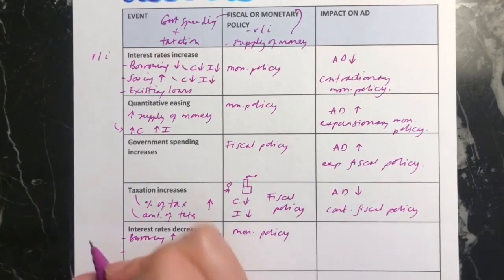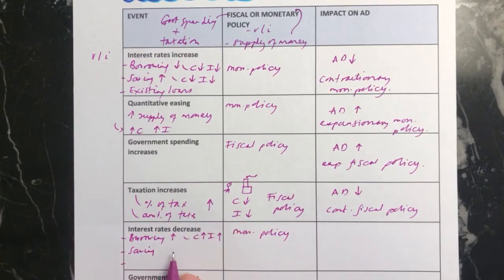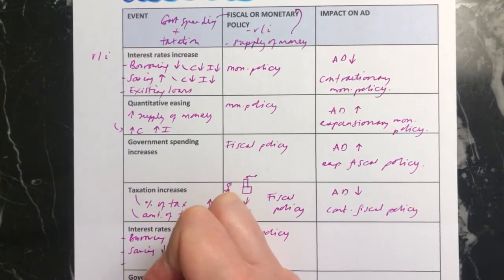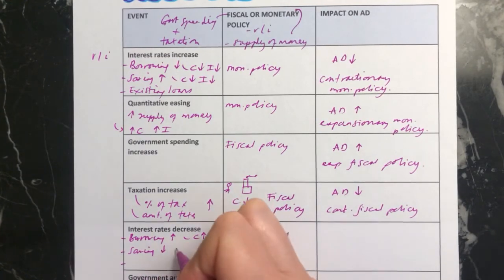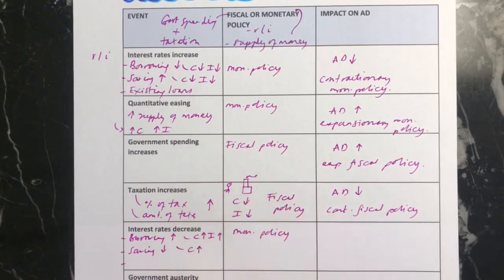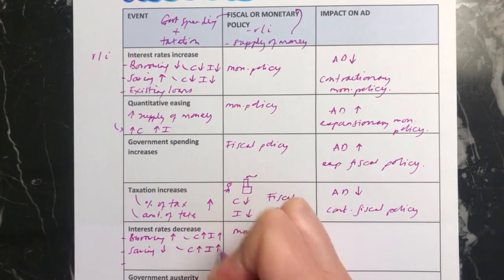Also, interest rates are linked to saving. If interest rates go down, people will earn less interest on savings that they put in the bank. So saving will go down. If people aren't saving their money, they must be spending their money. So for consumers, consumption will go up. For firms, if they're not saving their profits, they're more likely to be spending them, and investment goes up.